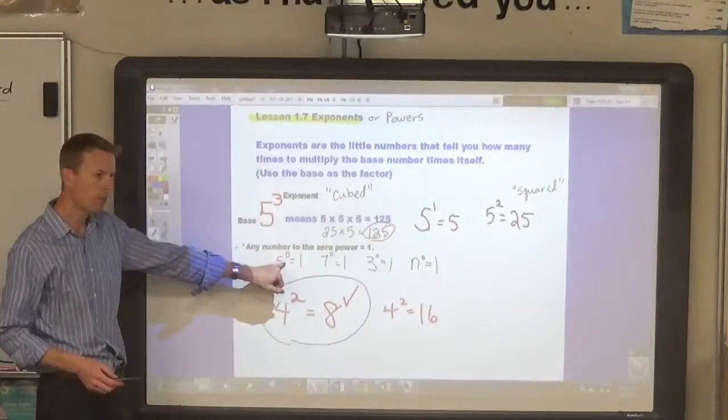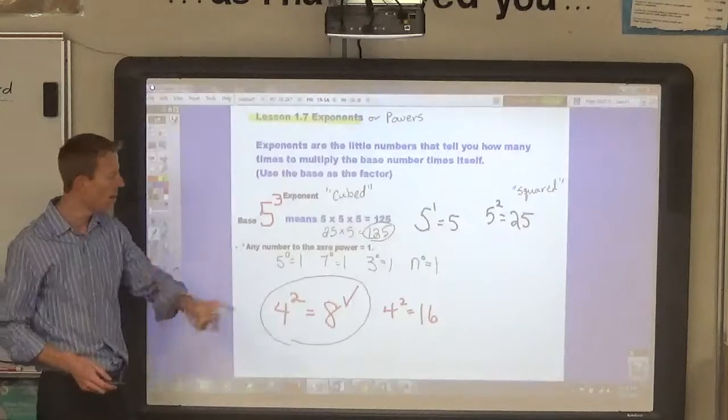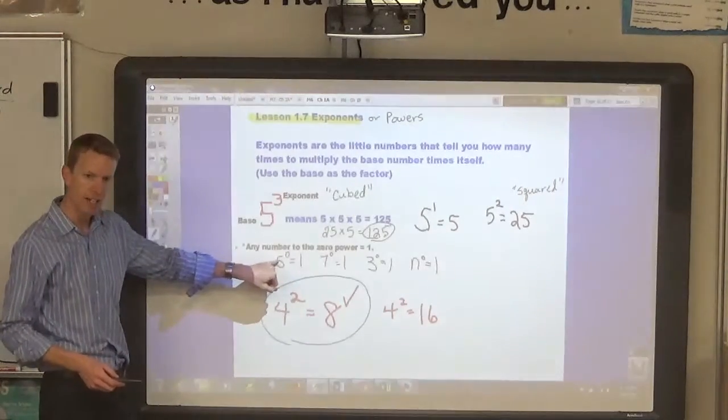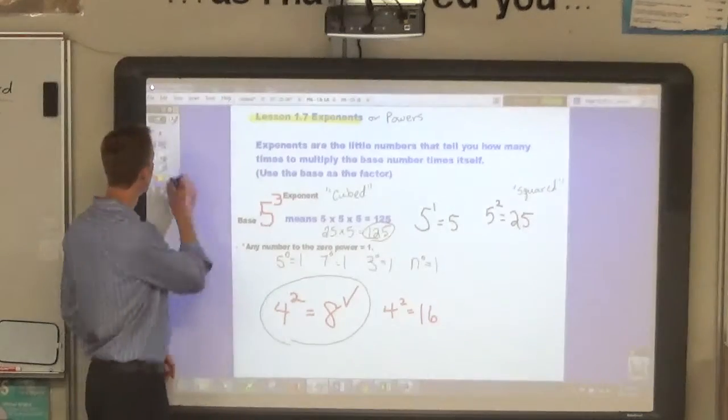Also remember, any number to the 0 power equals 1. No matter what the number is, any number to the 0 power is 1. Okay?